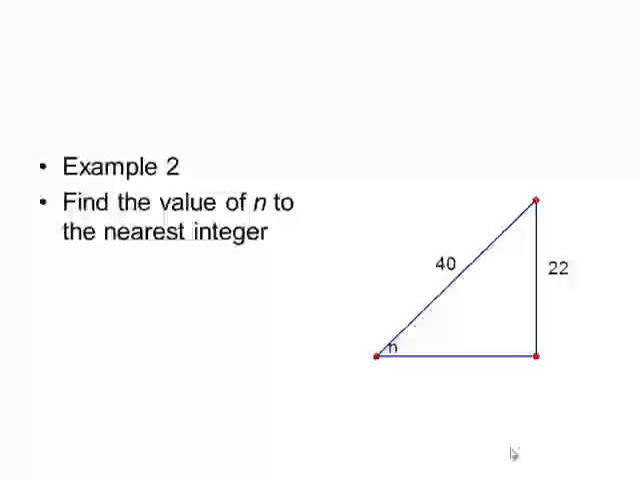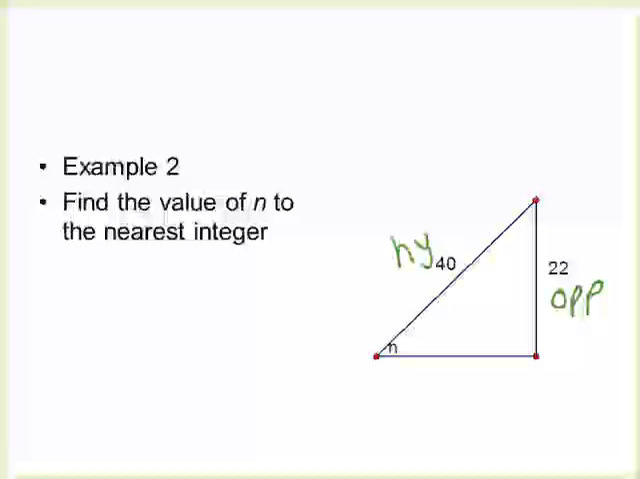The second example then says, find the value of n, which is an angle in this question. So we're looking for the angle. What kind of a side is 22? The opposite. And 40? The hypotenuse. So if I'm using opposite and hypotenuse, which trig function am I going to use? Sine. So we're going to say sine of n is 22 over 40.